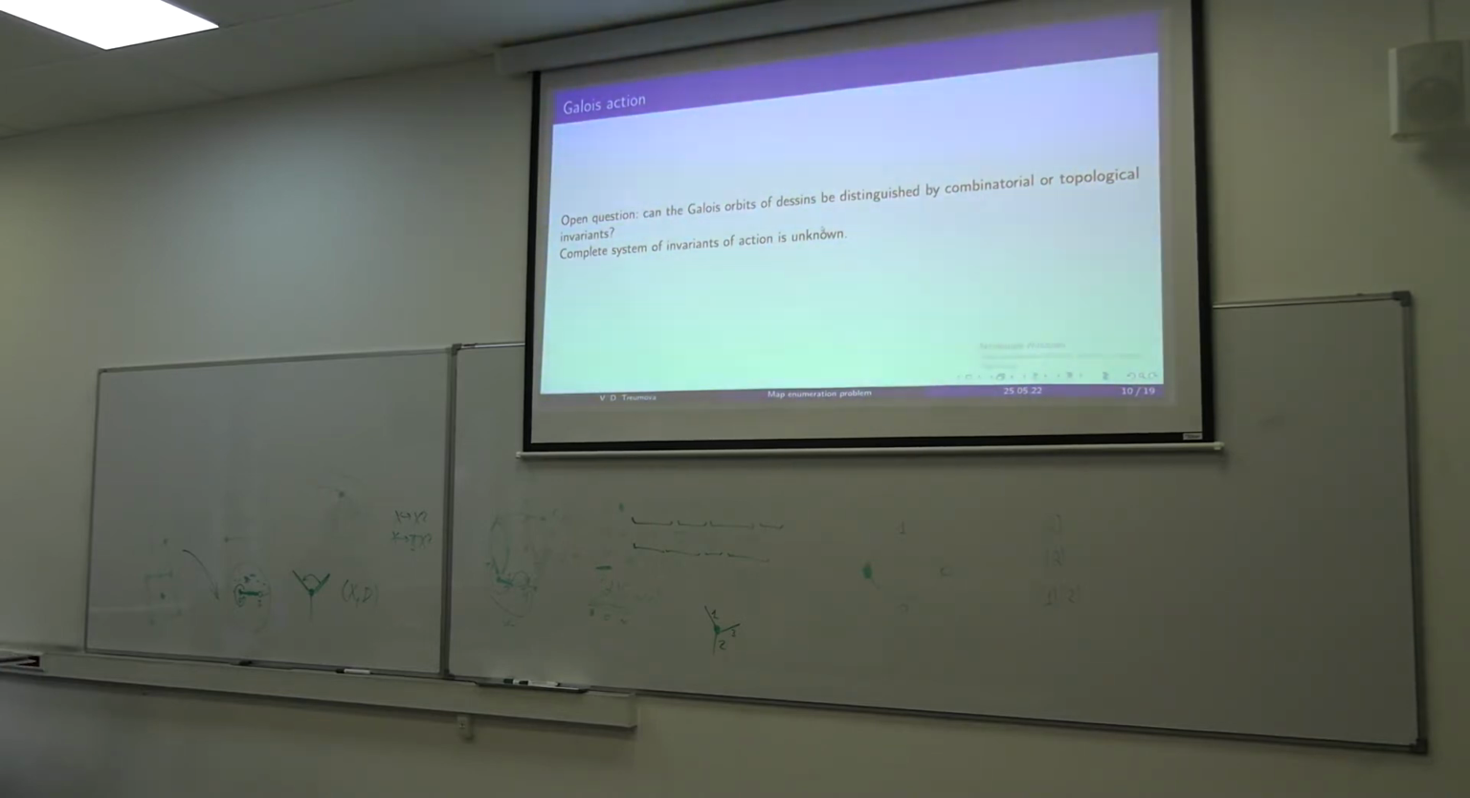We want to answer the question of how to distinguish elements in different orbits. There are several invariants. For example, the passport of the Dessin, the genus, and many others, but the full list is unknown, and we don't even know whether it is finite or not.